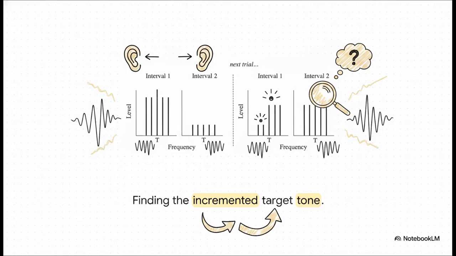Researchers actually wanted to prove exactly how much we rely on this relative mapping. So David Green and his colleagues set up this brilliantly simple spot the difference game for the ear. They synthesized a complex spectrum made up of multiple pure tones playing at the exact same time. Now, in one interval, all the tones were completely flat, perfectly equal in intensity. But in the other interval, one specific tone, the target tone, got an incredibly slight volume bump. The listener's only job was to figure out which interval contained that microscopic bump.